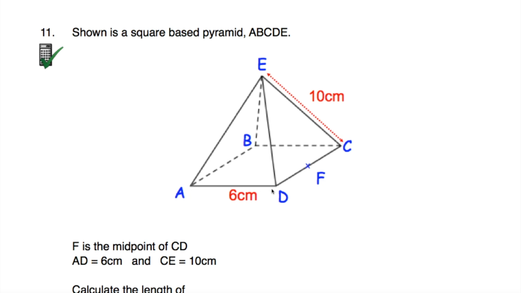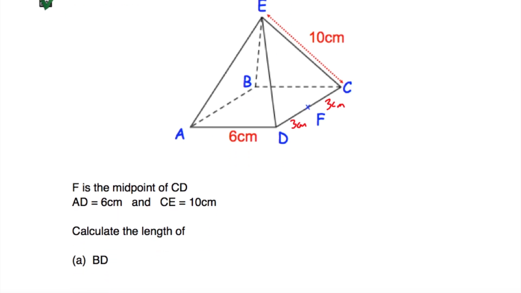So if that's 6 centimeters, that's 6 centimeters. And that obviously means that if the whole thing is 6 centimeters, DF would be 3 centimeters, and CF would be 3 centimeters as well, because F's the midpoint. We're told that AD is equal to 6 centimeters, and that CE is 10 centimeters. The question says to work out the length of BD.